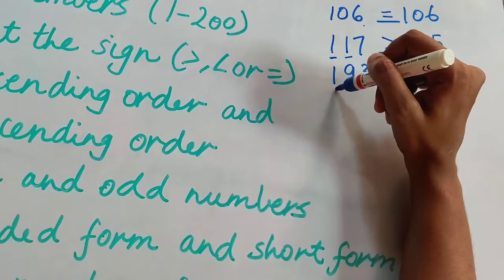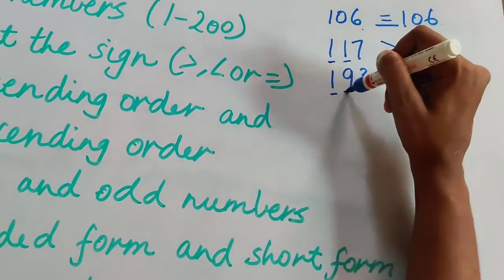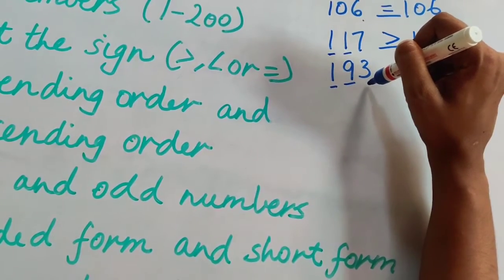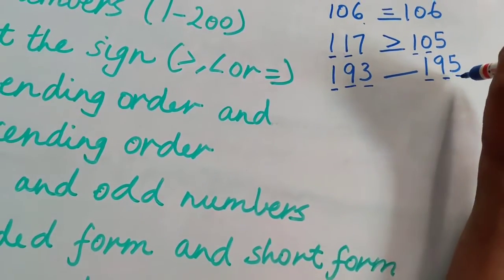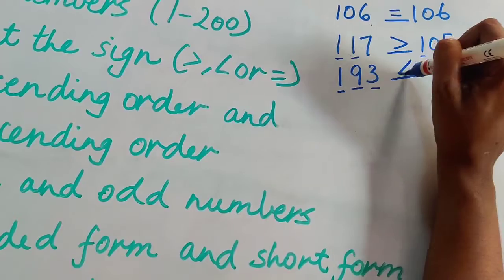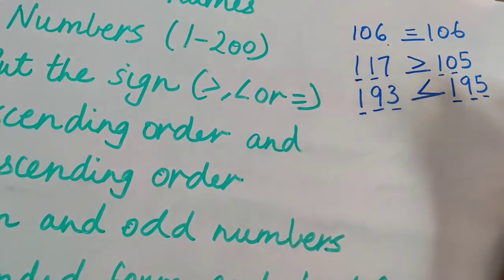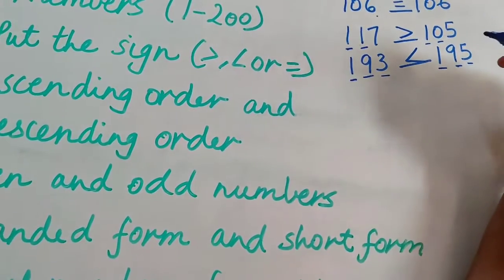Okay, then see 119 and 9. Now we have to take the last digit, we have to see the last digit, 3 and 5. Which one is greater? This one is greater, so this number is greater, right? So like this we have learned. Do you remember? Yes, we have to do like this.